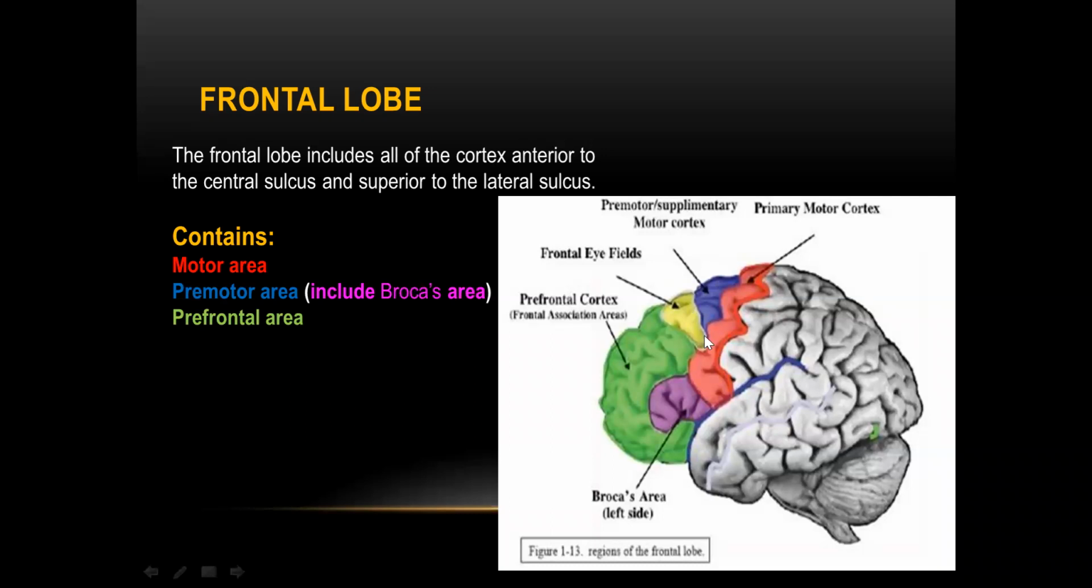The inferior posterior aspect of the premotor area is called Broca's area, which is located in the dominant hemisphere only. The dominant hemisphere is the left side in most people, and the right side in some. Broca's area is responsible for speaking. Anterior to the premotor area is the prefrontal area. The prefrontal area is responsible for autonomic cognition and intellectual function.